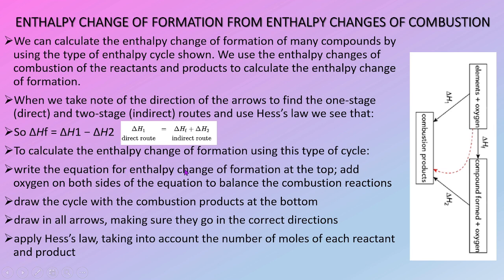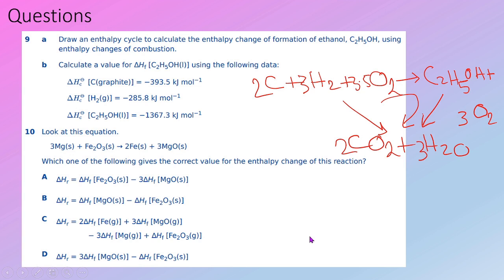So to calculate enthalpy change of formation using this type of cycle, write the equation for enthalpy change of formation at the top, add oxygen on both sides of the equation to balance the combustion reaction, draw the cycle with the combustion products at the bottom, draw in all arrows, making sure they go in the correct directions. Apply Hess's law, taking into account the number of moles of each reactant and product.